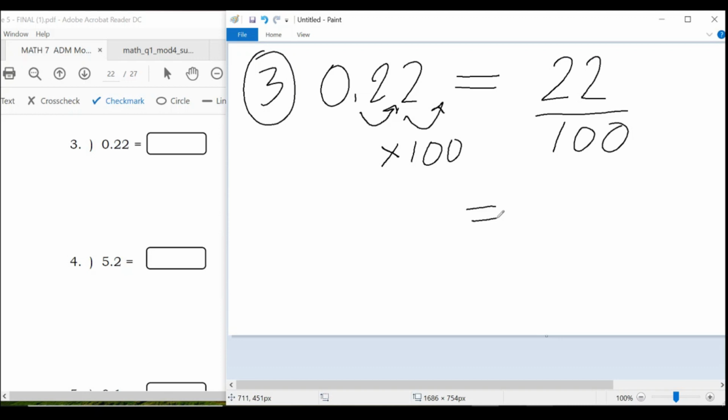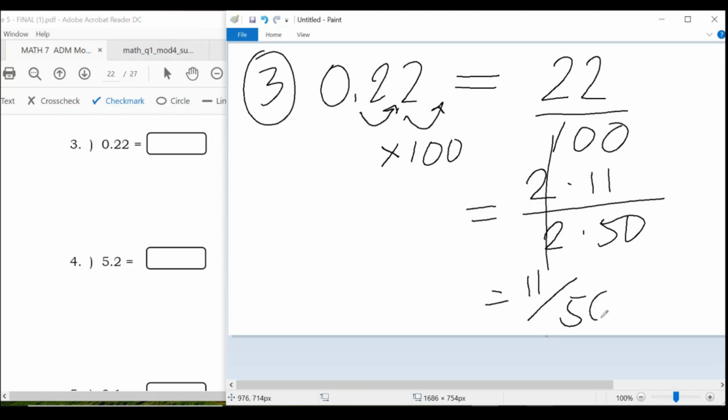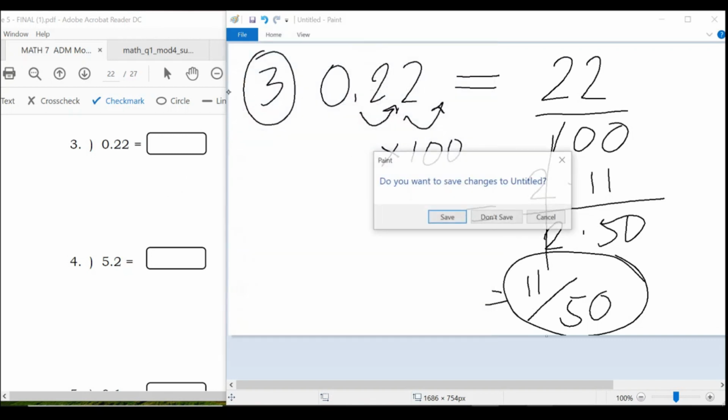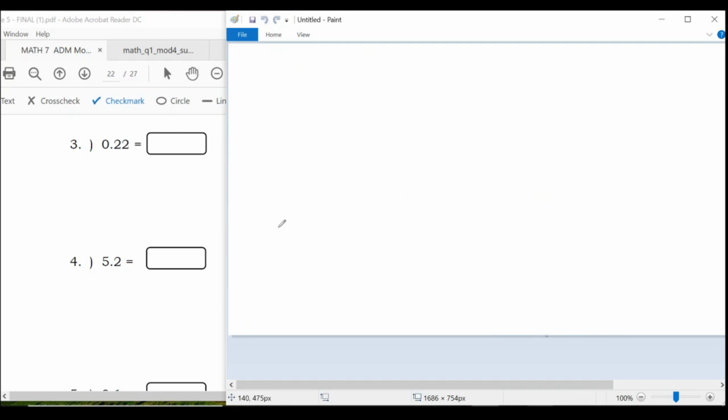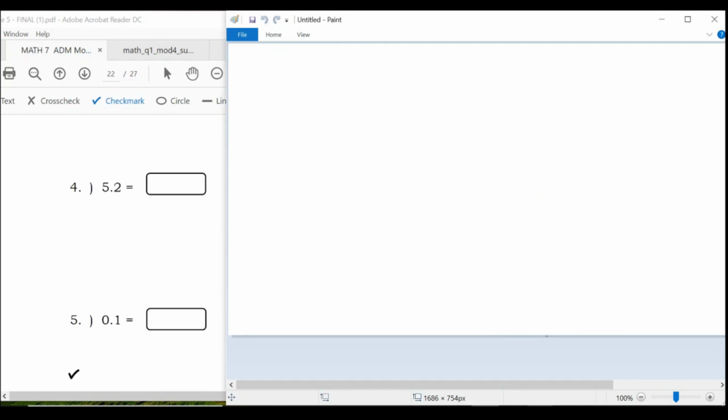So, we have now 22/100. Then, divide natin by 2, that is 2 times 11 para reduce to lowest term. Si 100 naman, i-divide natin 2 is 2 times 50. So, our final answer is 11 over 50. So, tingnan sa answer key kung 11 over 50. So, this is the process paano arrive to 11 over 50. So, simple lang, class, di ba? So, let's proceed. Last two numbers, number 4 and number 5.